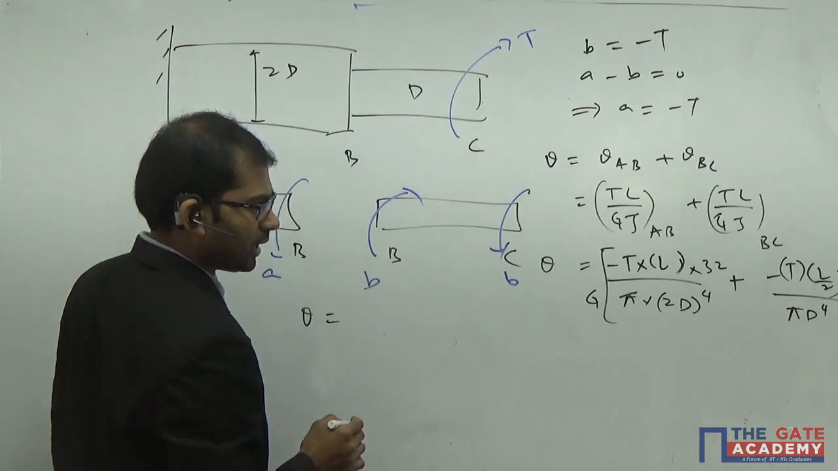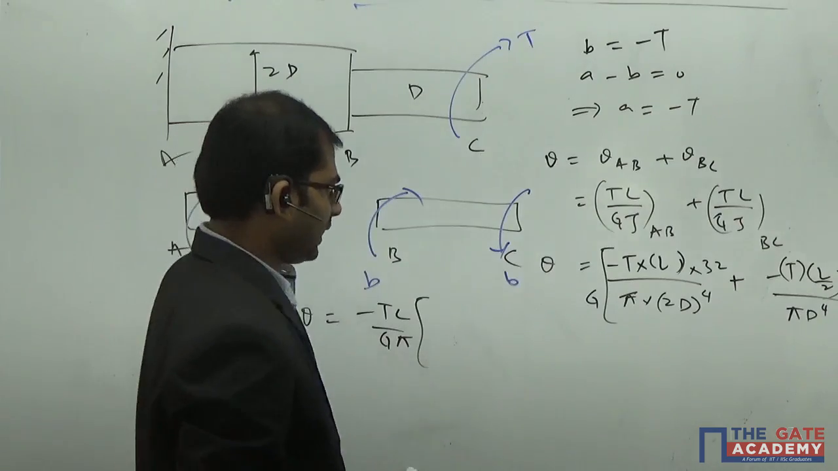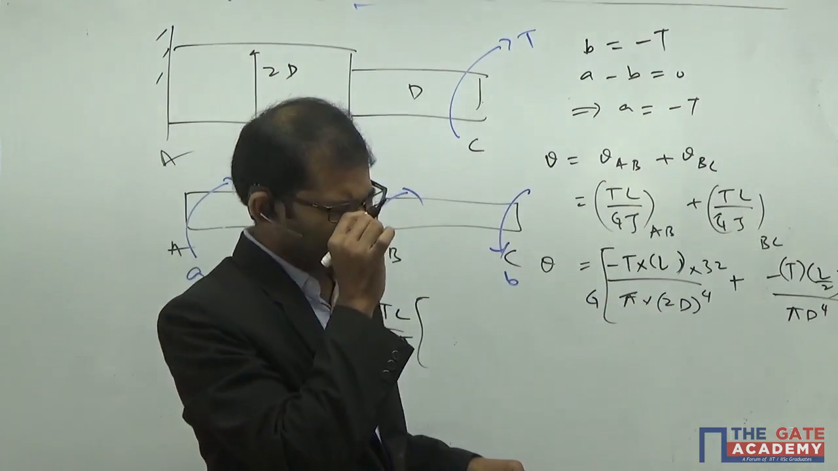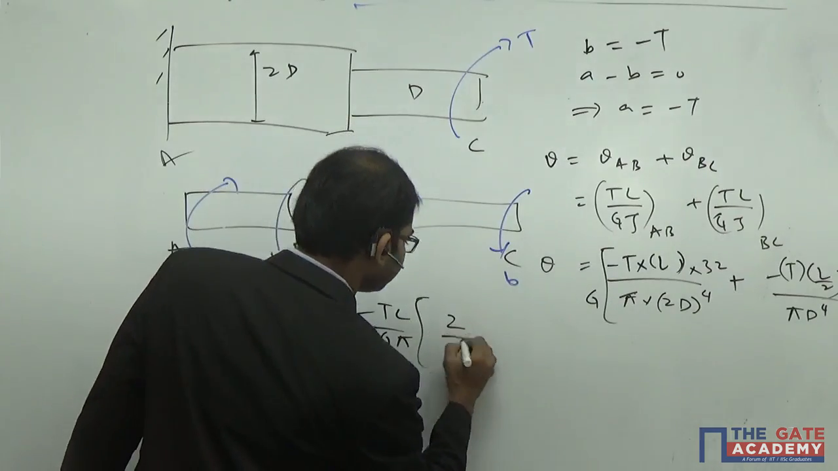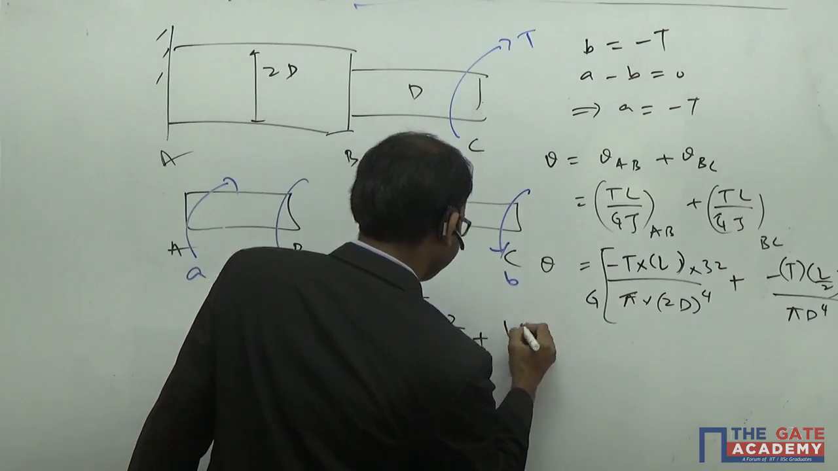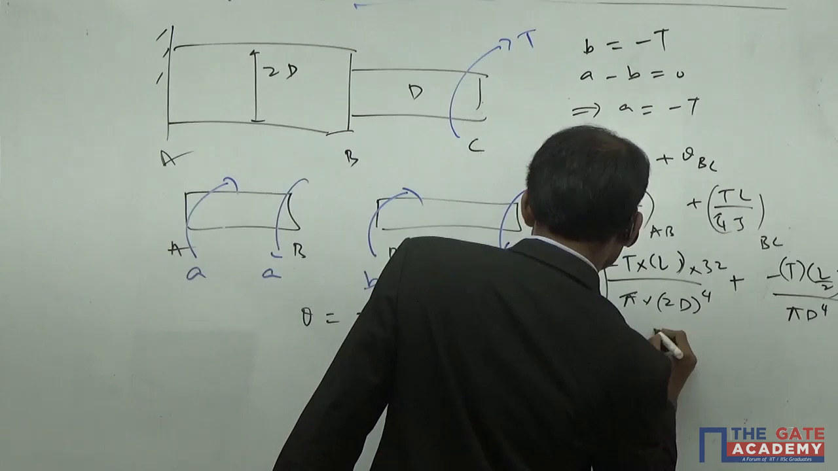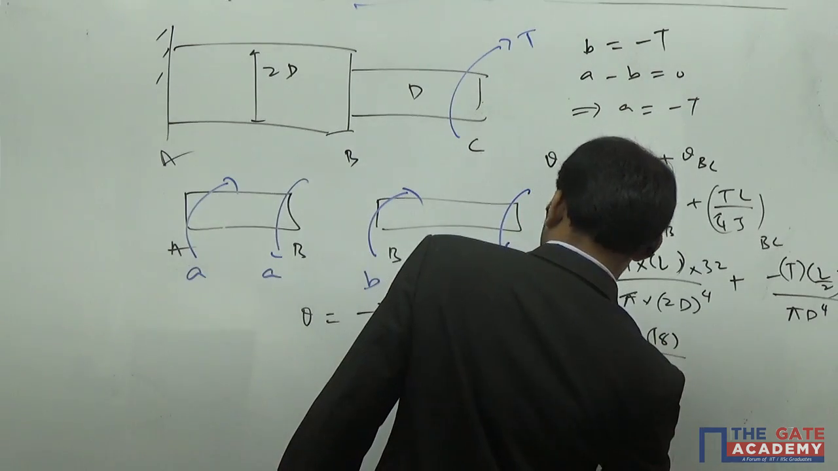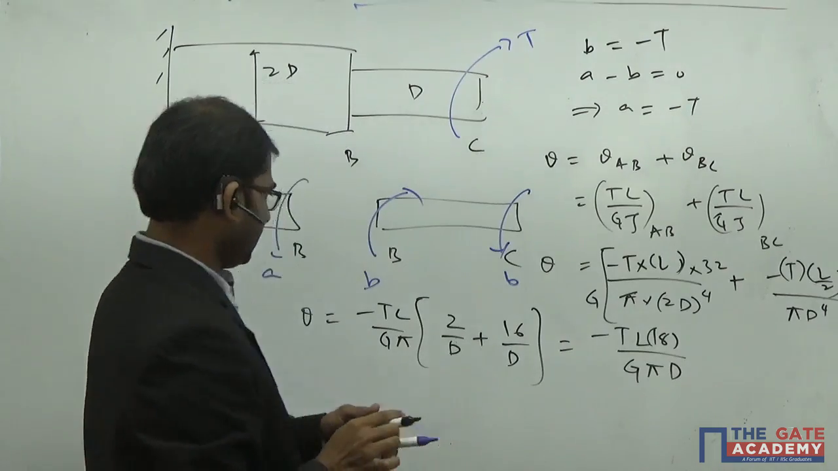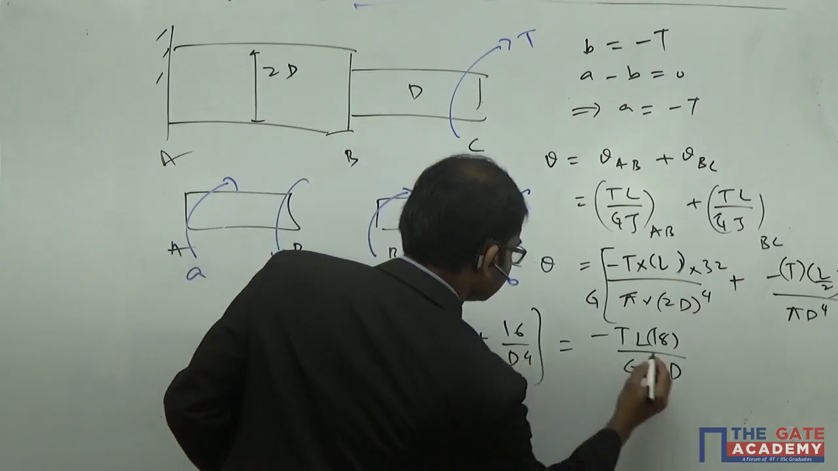So ultimately, the theta value you're going to get as the answer: you're going to take minus TL by G pi outside, minus TL by G pi outside, and you're going to get TL by G pi outside here, 2 power of 4, 2 power of 4 is nothing but 16, so 8 by D plus 16 by D. So you're going to get minus TL into 18 by G pi into D here. Understand? Sorry, D power of 4 here, D power of 4.